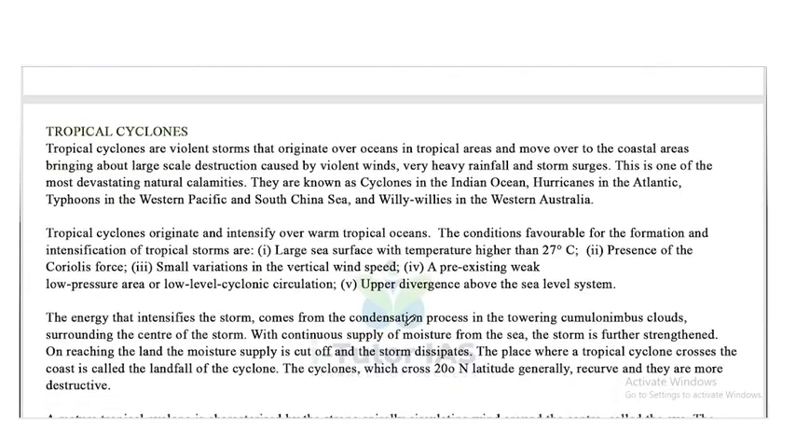Now, tropical cyclones. Tropical cyclones are violent storms that originate over oceans in tropical areas and move over to the coastal areas, bringing about large-scale destruction caused by violent winds, very heavy rainfall, and storm surges. This is one of the most devastating natural calamities.